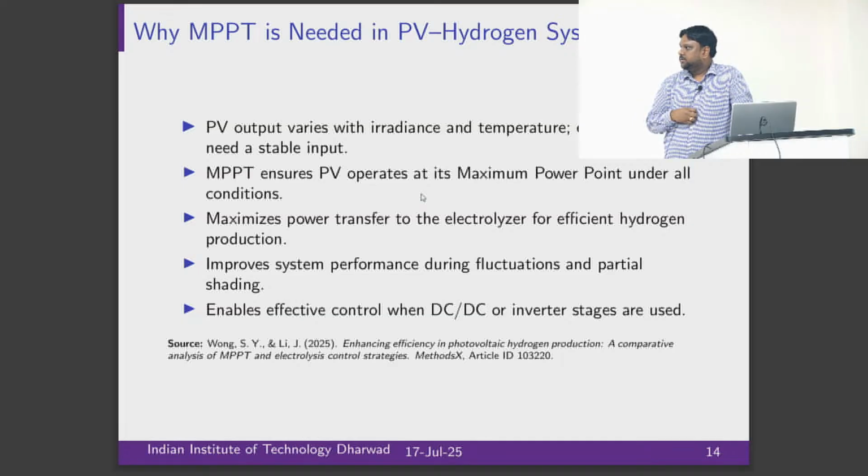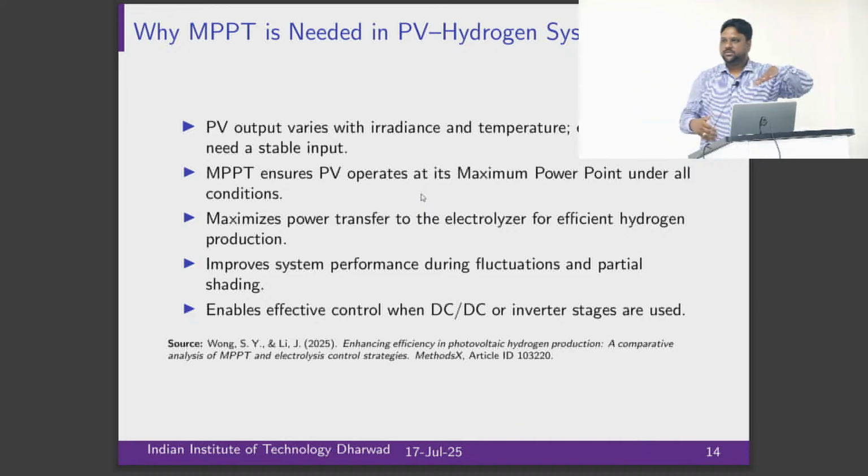Then it also improves system performance during fluctuation. Partial shading is one kind, right? Partial shading, all of you know, right? Some PV panels, if you have seen somewhere, are inclined, right? When the sun goes from east to west, and sometimes you have a cloudy environment, your total panel is not getting the proper intensity. Some part is getting full intensity, some part gets uneven intensity distribution over the panel. That you can call a partial shading impact.